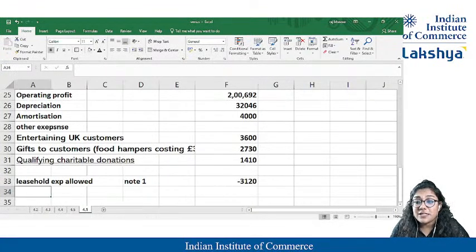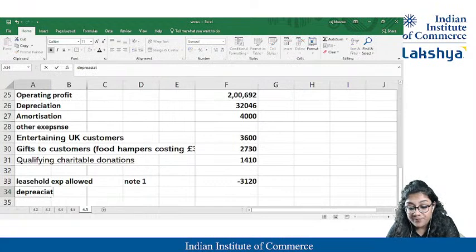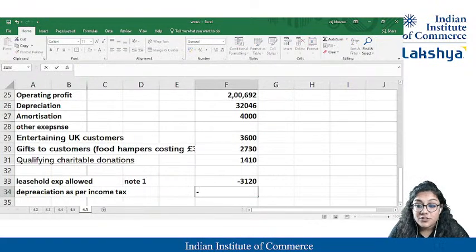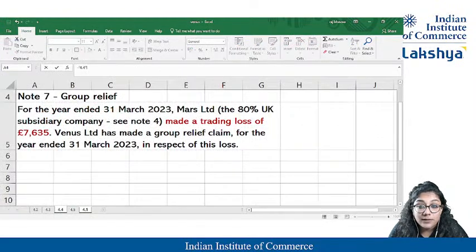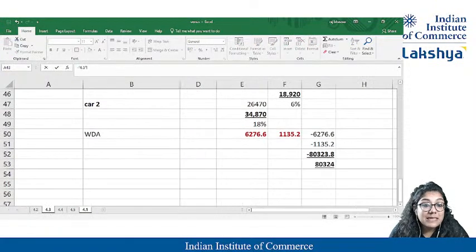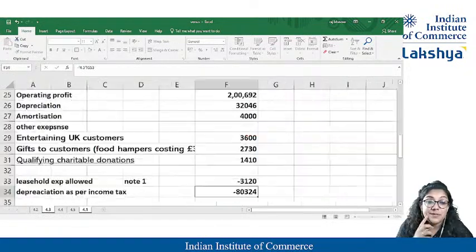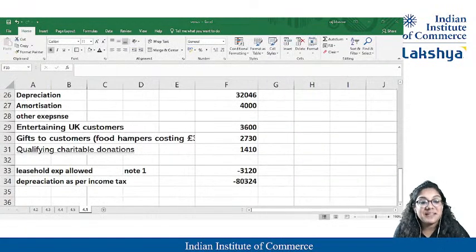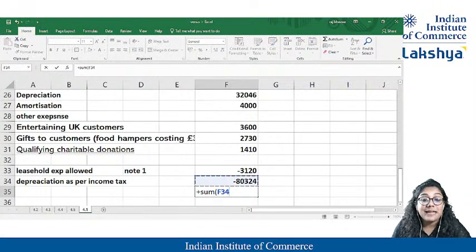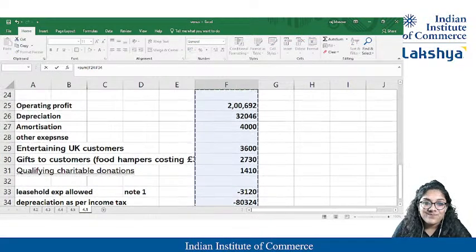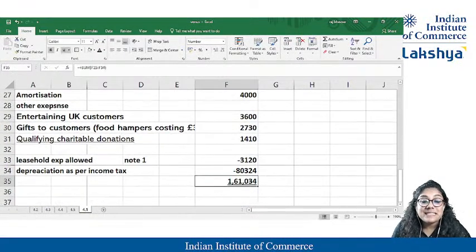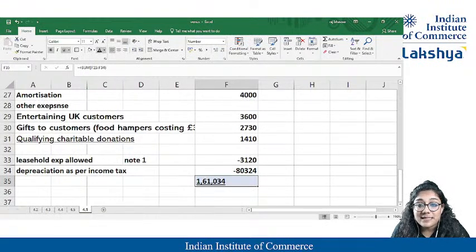Ma'am, what is the capital depreciation allowed? Depreciation as per income tax. Ma'am, I got it right now. Recently we calculated these 8,324 as the total valuation. Students, that is the depreciation we calculated. I hope you all are understanding it. Now, if I take up the sum, I'll get the trading profit. I'm getting 161,034 as my trading profit. Yes, guys, it's cool. Everybody is getting this.